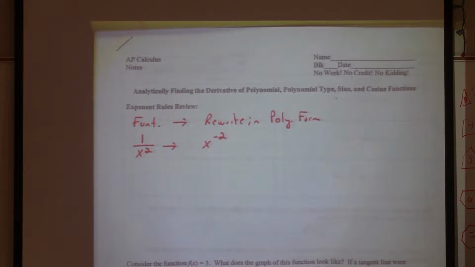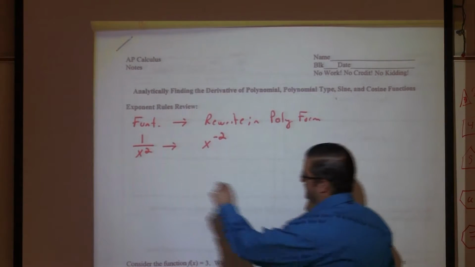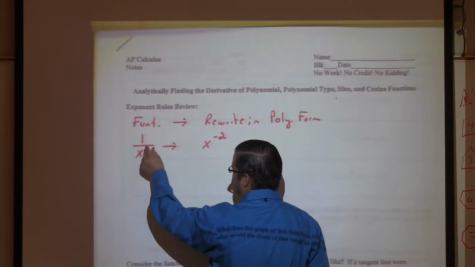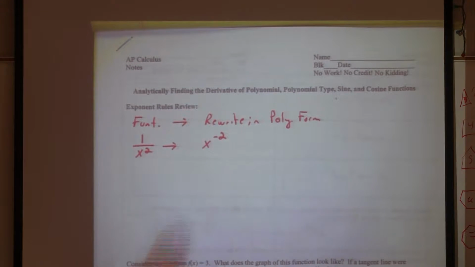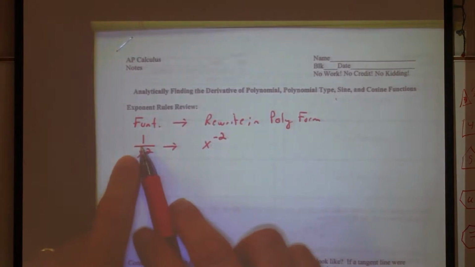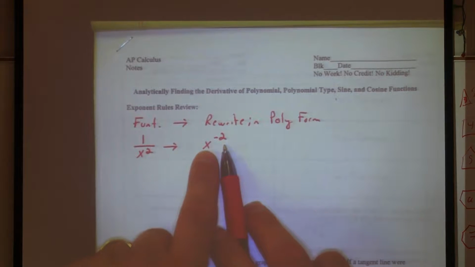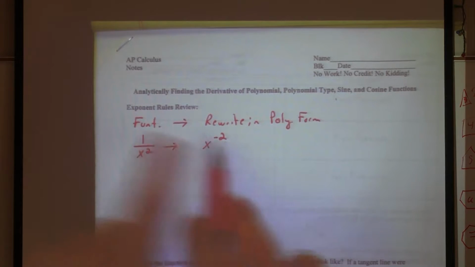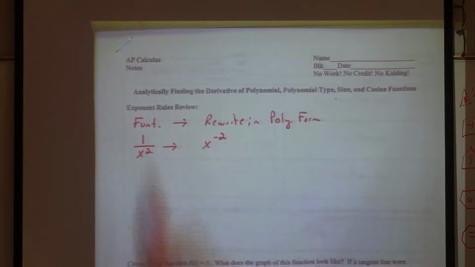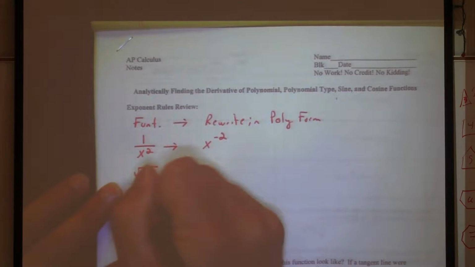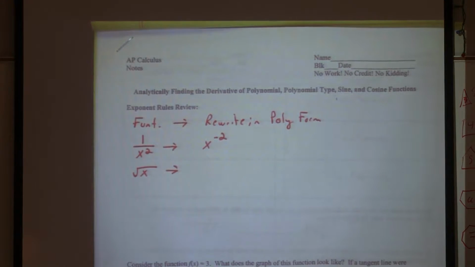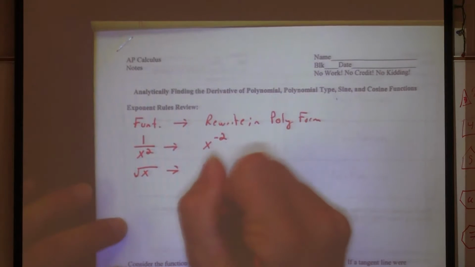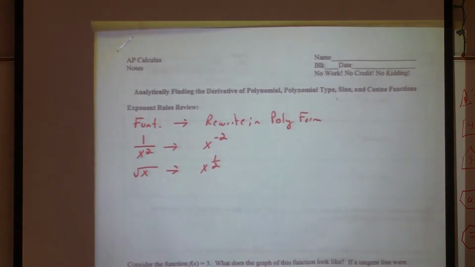I changed it from where it was. It was positive on the bottom and I moved it up, so the exponent becomes negative. I also have to know how to go backwards, because at the end of the problem we don't want to leave it looking like this. We want to end up rewriting it back in the original form with the exponents positive. How about if I give you this one, the square root of x? What's that one going to be? X to the half.